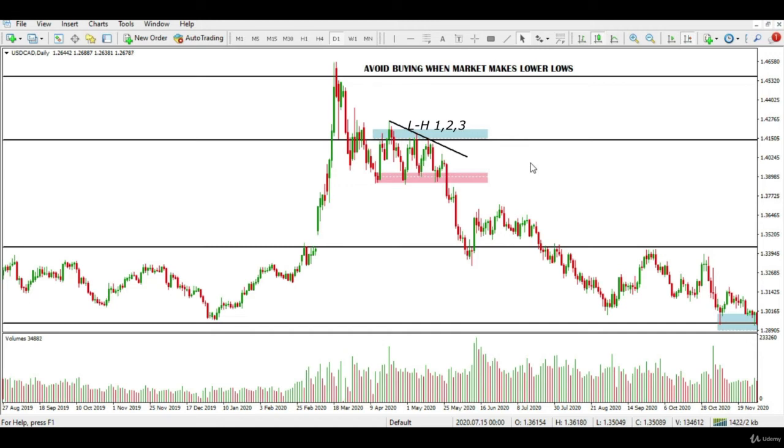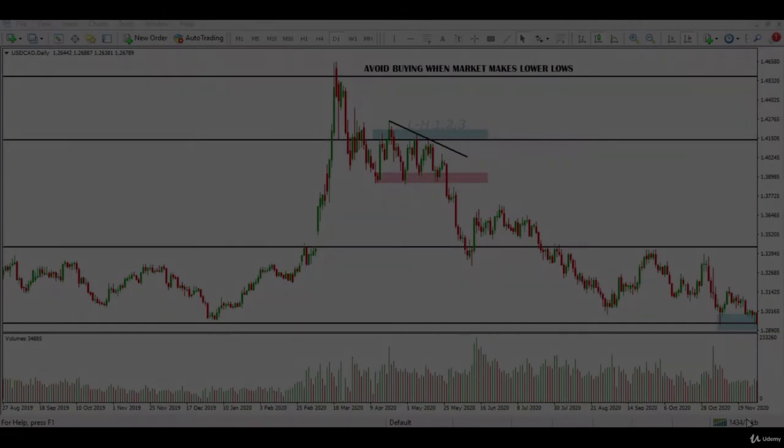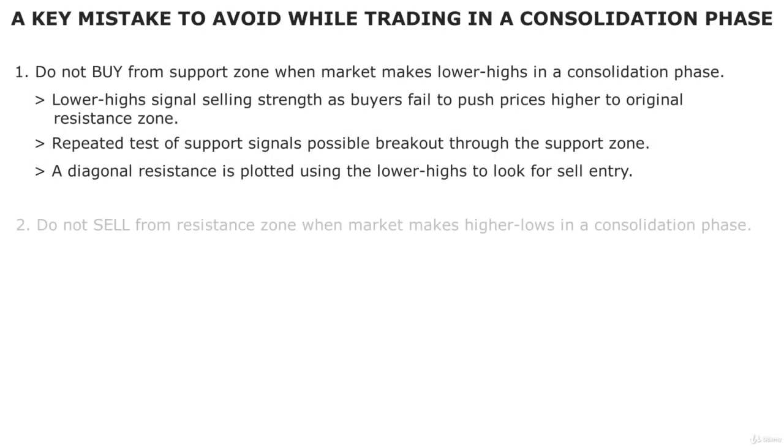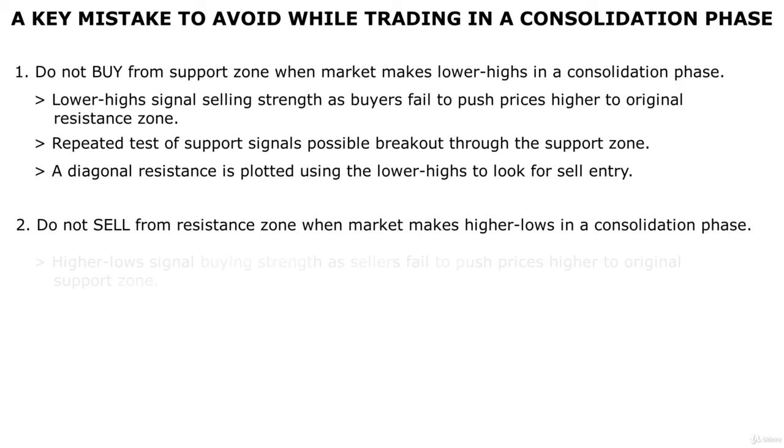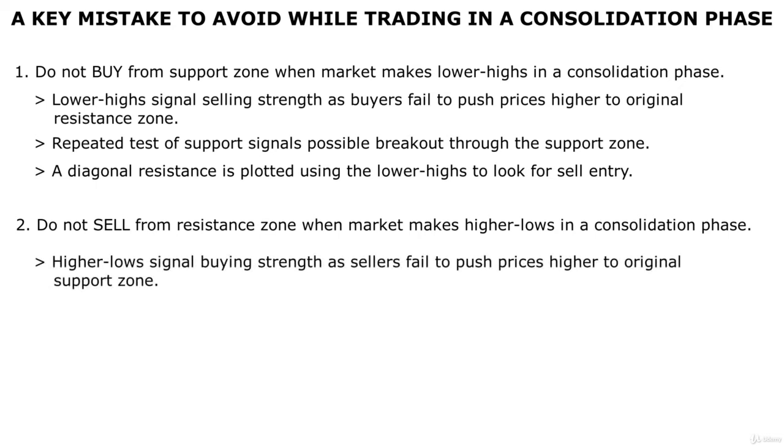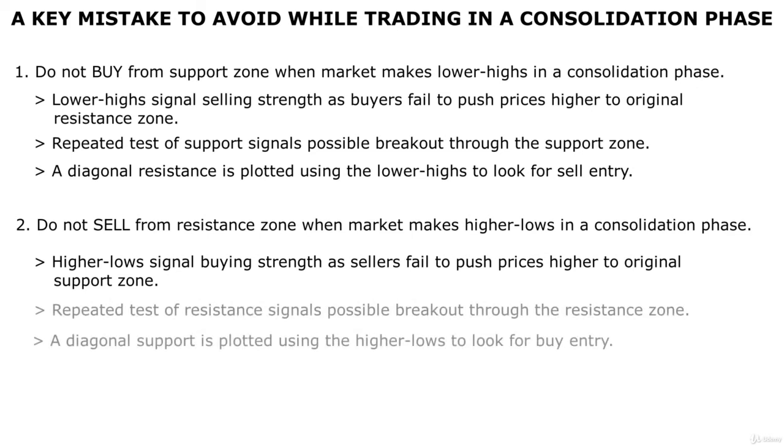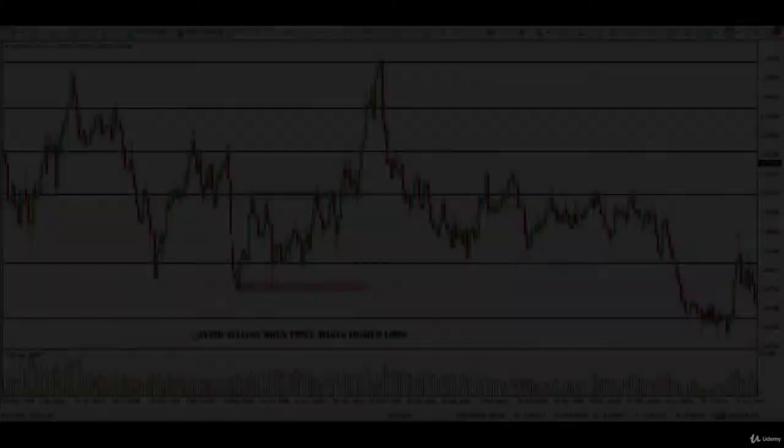And let us continue studying when the opposite scenario occurs. Similarly, when the market makes higher lows in the consolidation phase, it signifies the buying strength in the market, as sellers fail to push the price lower. In this case, you will avoid selling at the resistance zone as it is highly unlikely that the price will break out through the resistance zone in the later phases of sideways price activity. Now let us study a final example to understand the guideline.